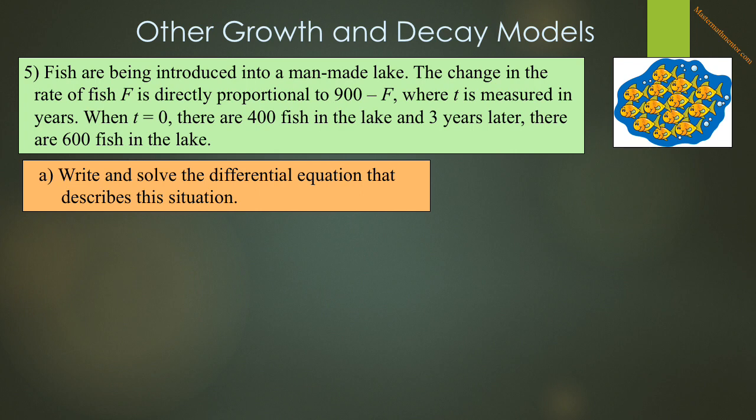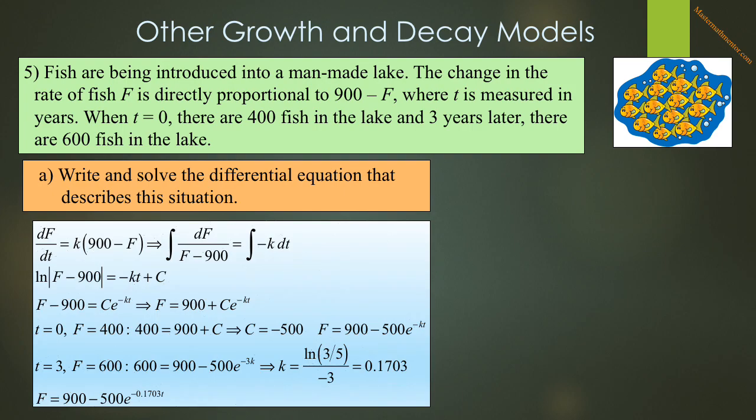Number 5 reads, fish are being introduced into a man-made lake. The change in the rate of fish, F, is directly proportional to 900 minus F, where T is measured in years. When T equals 0, there are 400 fish in the lake, and 3 years later, there are 600 fish in the lake. Our first challenge is to write and solve the differential equation that describes this situation.